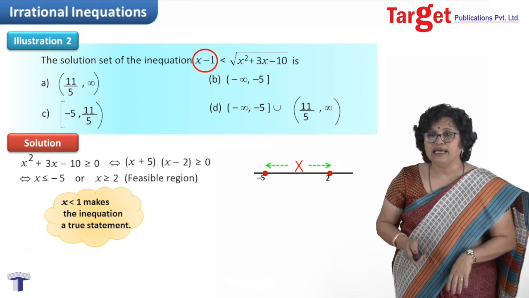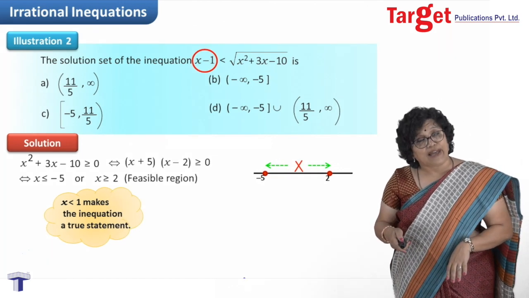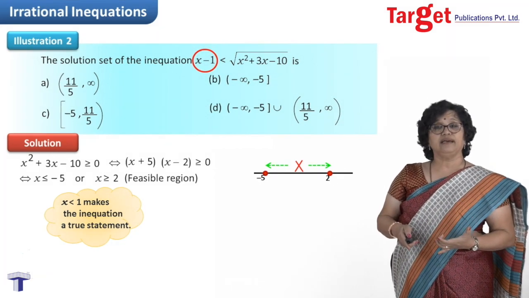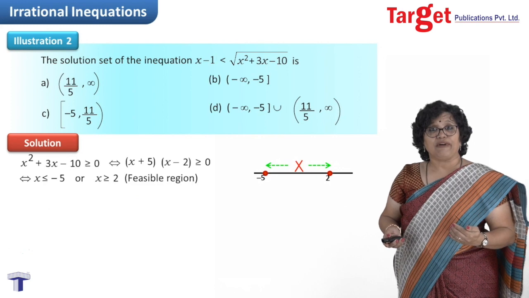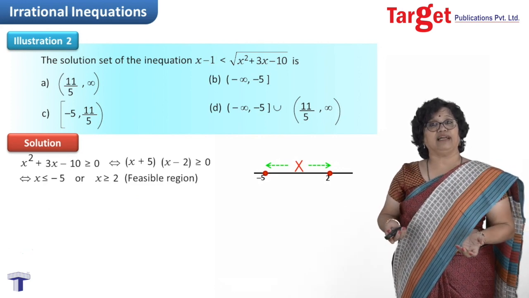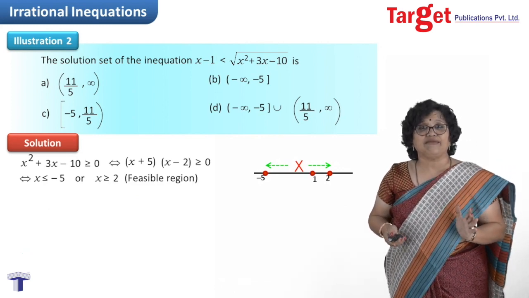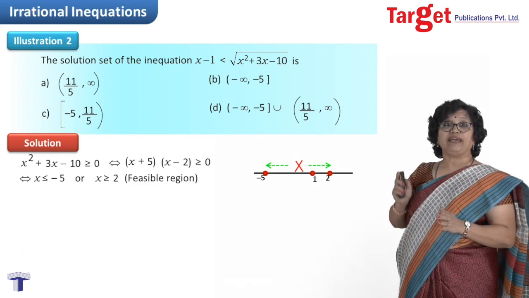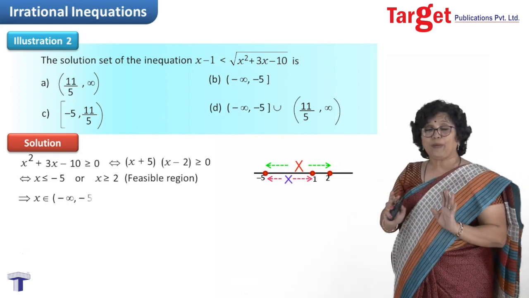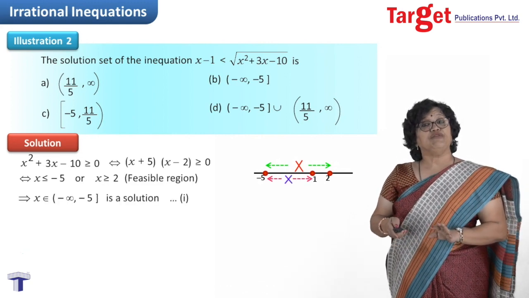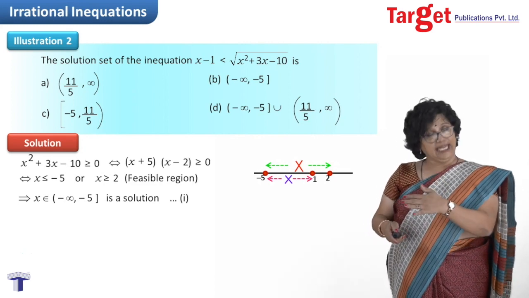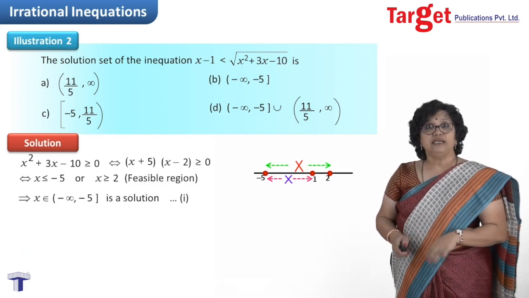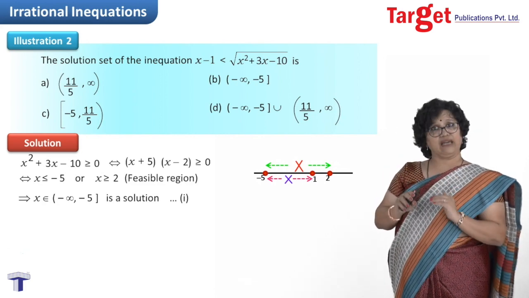And if I mark 1, I will realize that even if x less than 1 is making the given inequation a true statement, there is no value of x which is between minus 5 and 1. So even if x less than 1 makes the inequation a true statement, values which appear between minus 5 and 1 are not going to be considered. So any x which is less than or equal to minus 5, that would come under the solution set part. So at least some values we have removed by taking the feasible region.